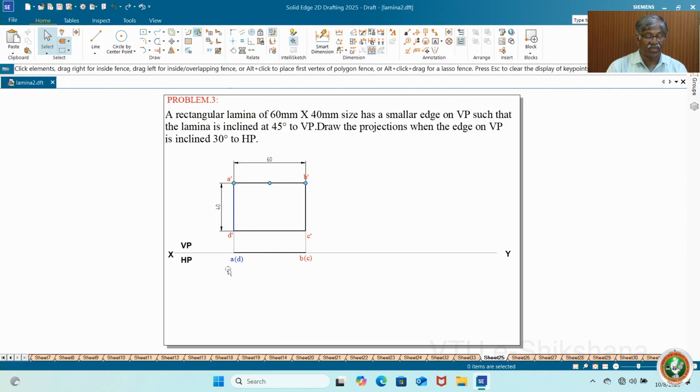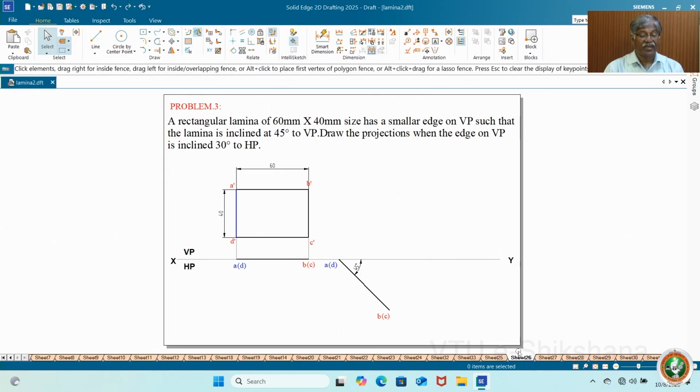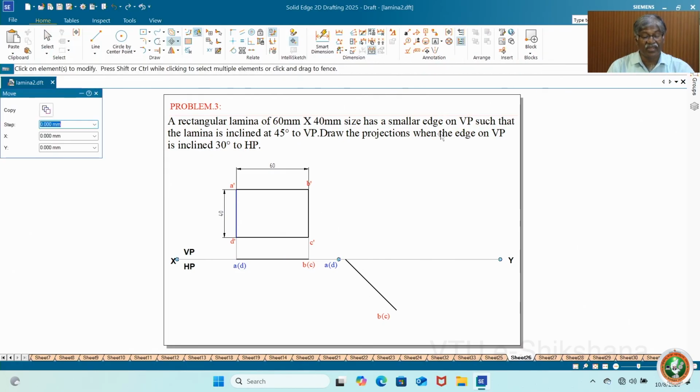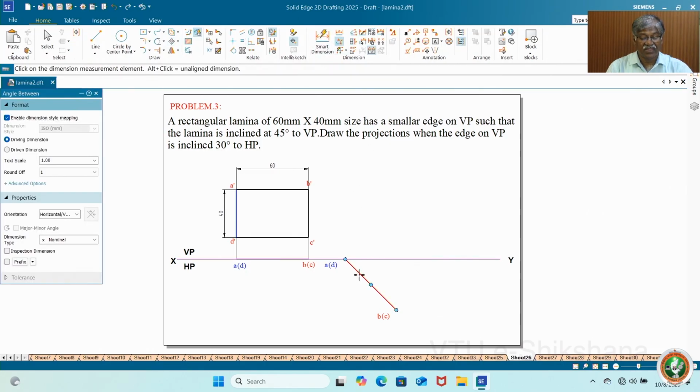Now you just observe in sequence. I have visible point A and B in top view and CD in bracket. And since the lamina is on VP, as I explained already, this is to be placed on XY line. Now this is how you do it, and then finally you check for the angle of inclination. So this is how you get 45 degrees. If there is any change, you can change it.